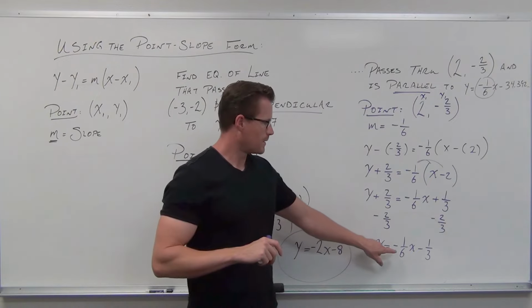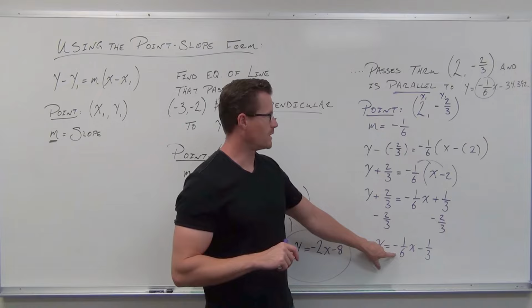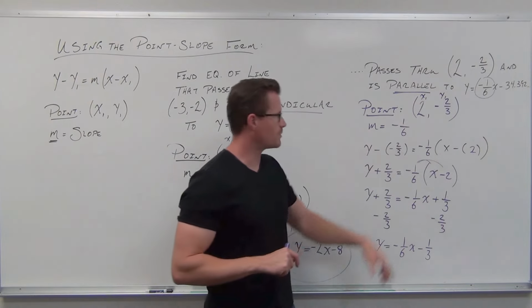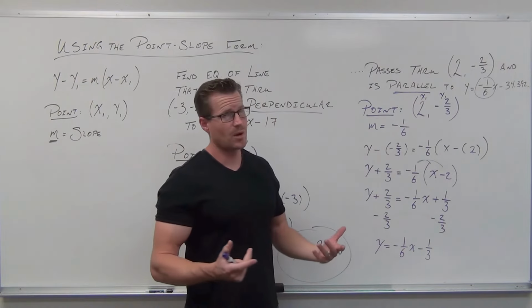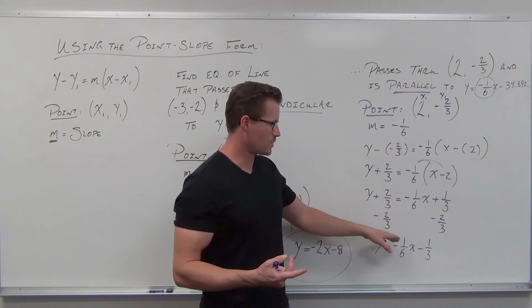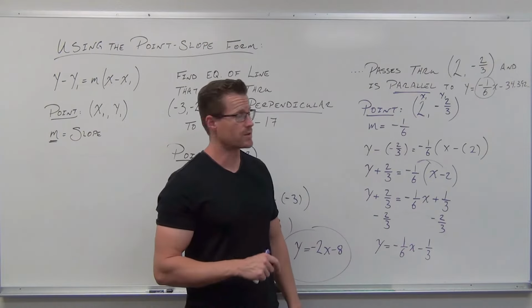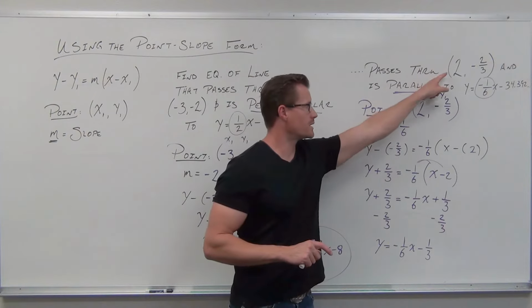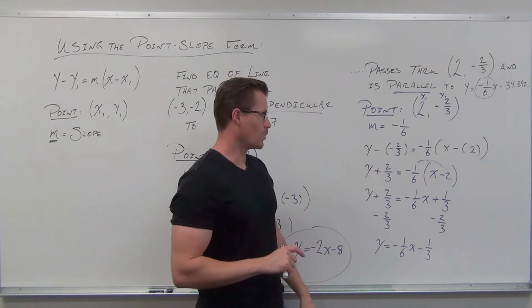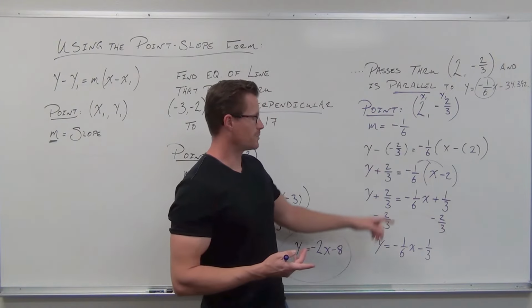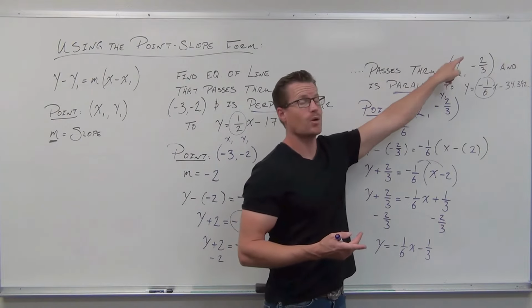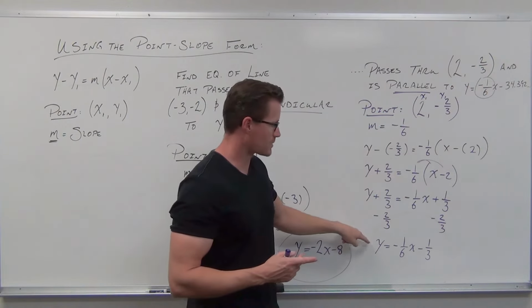But check it out. Is this parallel to this? Hey, same slope. That's a good sign. That's probably enough to check it as far as your slopes, but it's not enough to check it as far as your y-intercept. You need to make sure that this point is on that line. So what that means is I need to be able to plug in 2 and get out negative 2/3. So this answer's got to be negative 2/3.